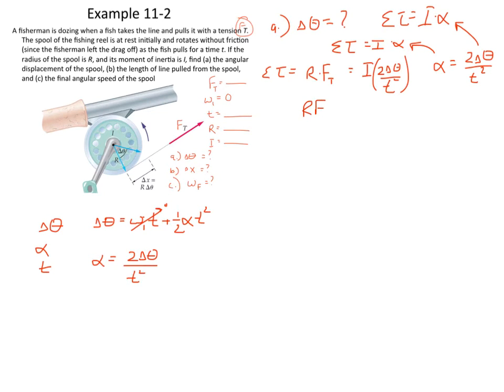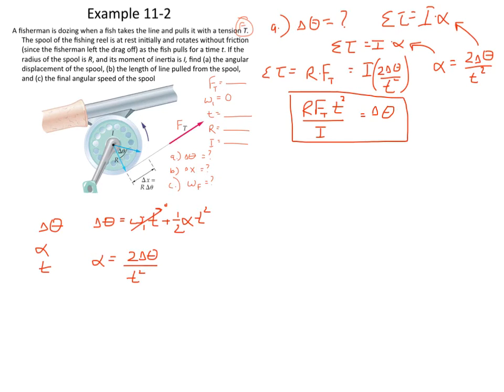Radius times that tension force, which of course is the torque, times t squared divided by our moment of inertia. So again, this guy comes down, and this guy gets multiplied up, is going to equal our change in angular displacement. All right, and that's our final answer for part A. We don't have any actual values.